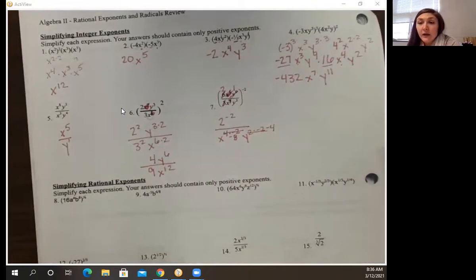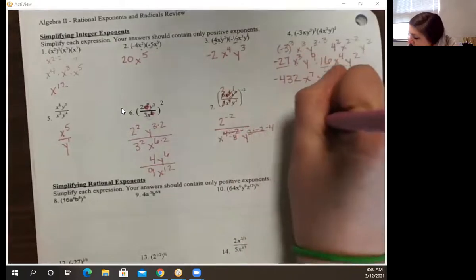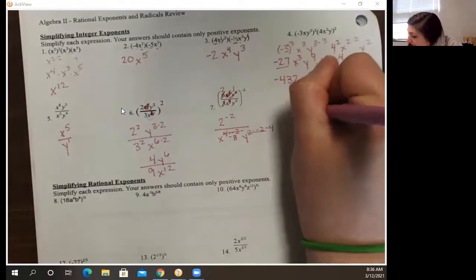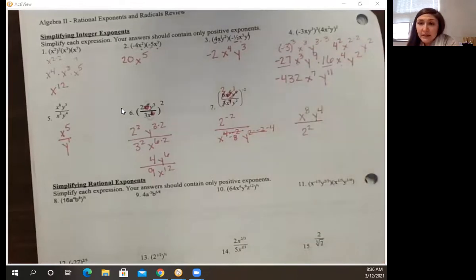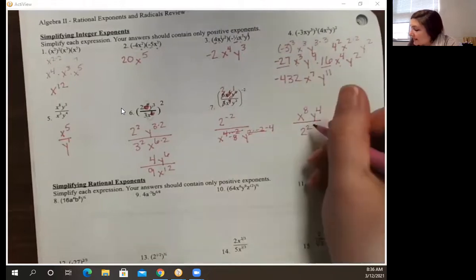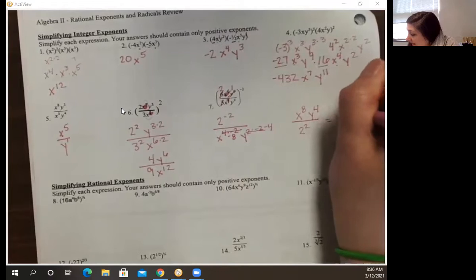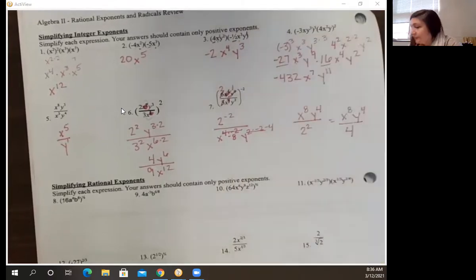Now everything has a negative exponent, so I want to swap their places. Remember, for a negative exponent, I want to move it to the other part of the fraction. So this guy is going to move to the bottom, and these guys will move to the top. Once I move them, their exponents are no longer negative. And the last thing I'm going to do is simplify 2 squared. So this would be x to the 8th, y to the 4th over 4.